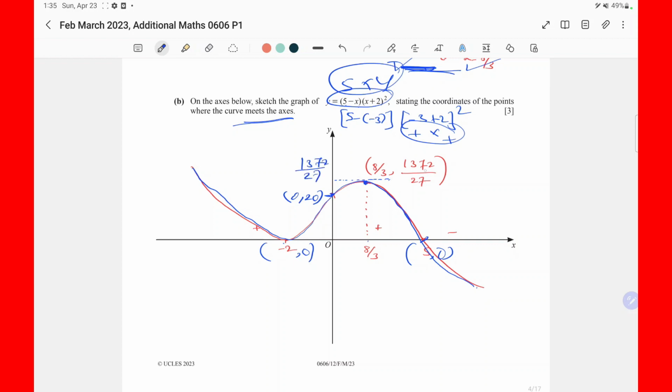Okay, by the way, how did I get 1372 over 27? If you put 8 over 3 in this function, then you will get y equals 1372 over 27. So your stationary points are minus 2 comma 0 and 8 over 3 comma 1372 over 27.